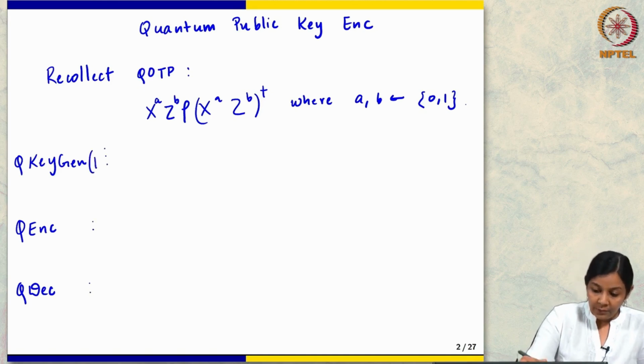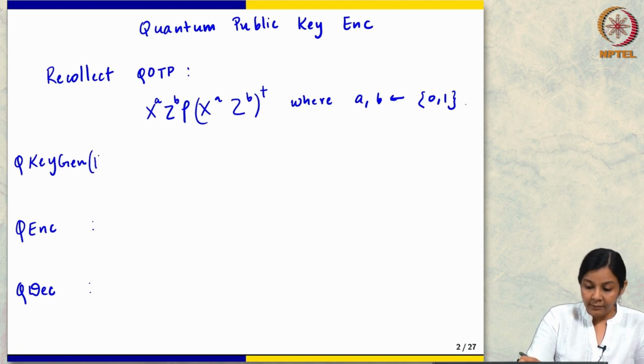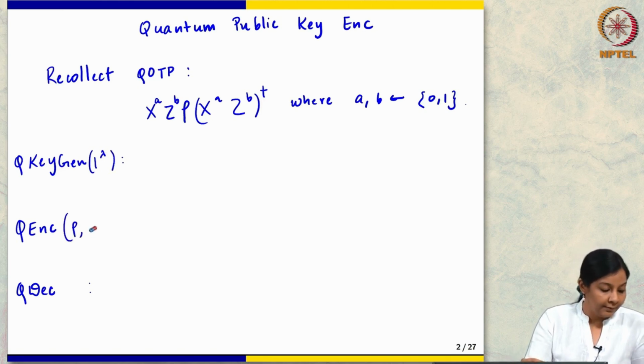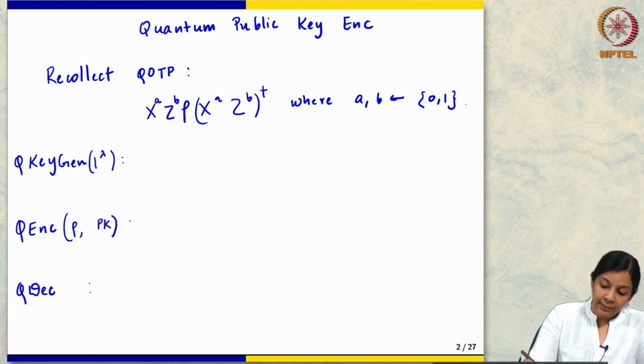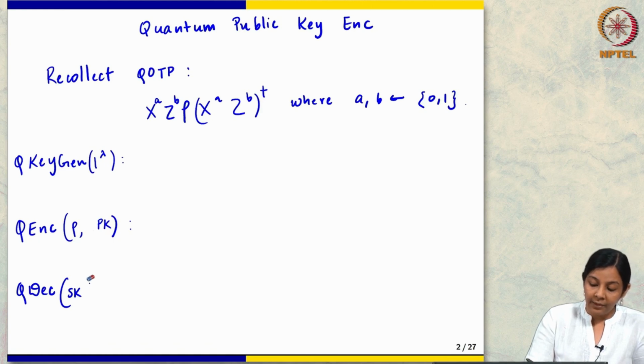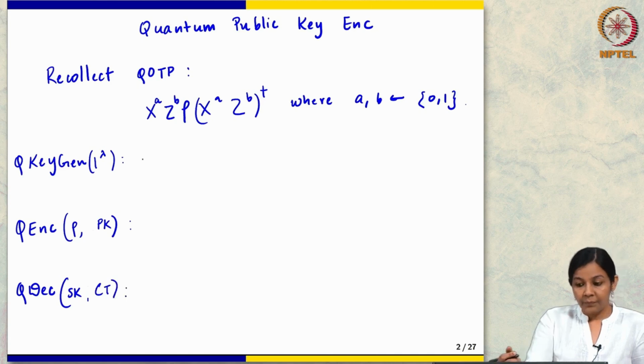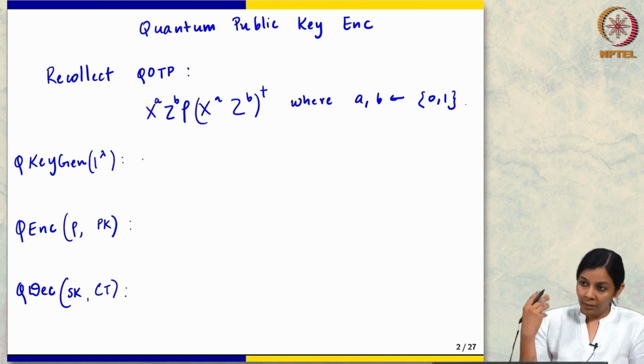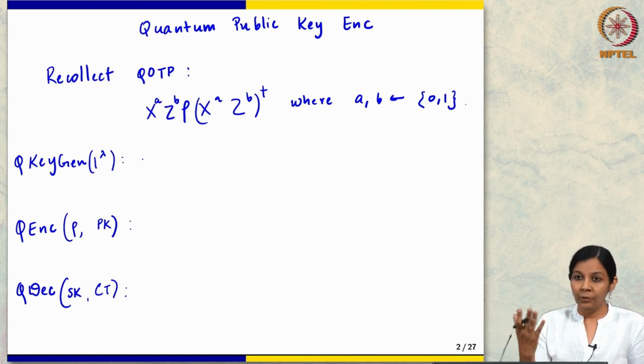So, as usual this KeyGen will take the security parameter, okay, and Enc will take some arbitrary mixed state rho, okay, together with a public key, and Dec will take the secret key and some ciphertext. Right. Okay, so I gave you all the information you need. I am going to use the quantum one time pad, and I am going to use a quantum secure classical PKE.